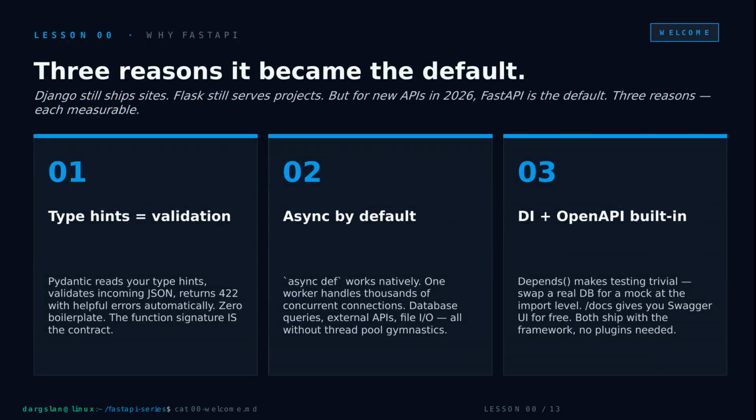So why has FastAPI become the default? 3 reasons, each measurable. First, type hints are validation. Pydantic reads your annotations, parses incoming JSON, and returns a 422 with clear errors when something's off. The function signature is the contract. Second, async is native. One worker handles thousands of concurrent connections, database calls, external APIs, file I/O, no thread pool gymnastics. And third, dependency injection and OpenAPI ship in the box. Depends makes testing trivial, and /docs gives you Swagger UI for free.